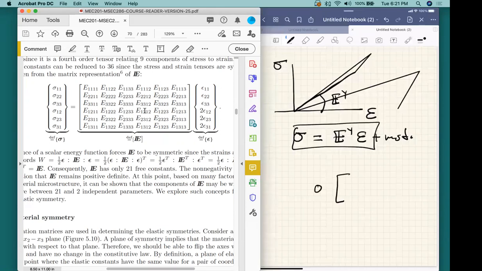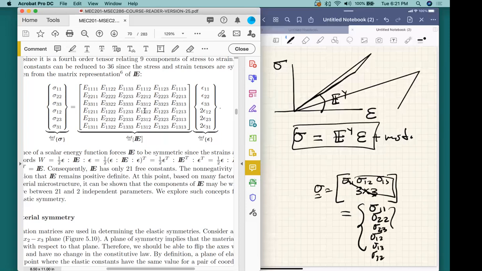So remember, stress is sigma 1,1, sigma 1,2, sigma 1,3, and so forth. It's a 3x3 matrix, but it is symmetric. So in fact, we usually write it as a vector: sigma 1,1, sigma 2,2, sigma 3,3, sigma 1,2, sigma 1,3, sigma 3,2. Hence, this vector. And then we do the same thing for the strain, and we have to now connect 6 values of strain to 6 values of stress.